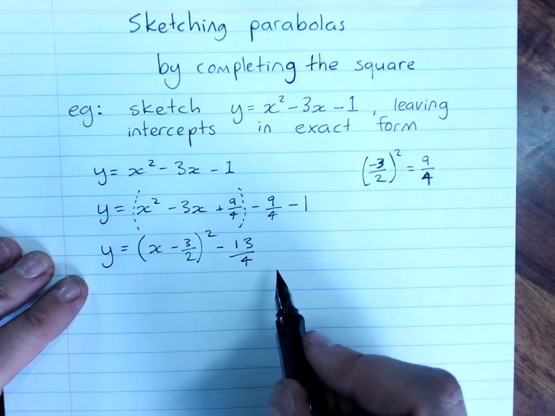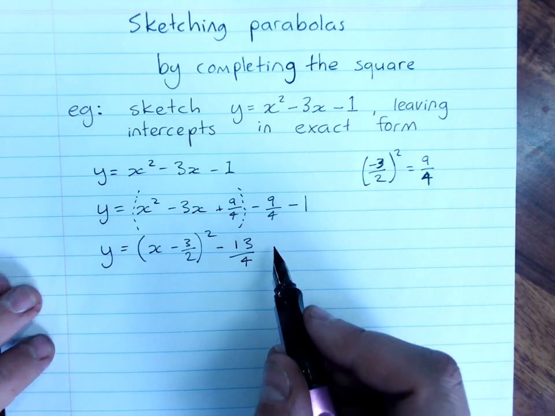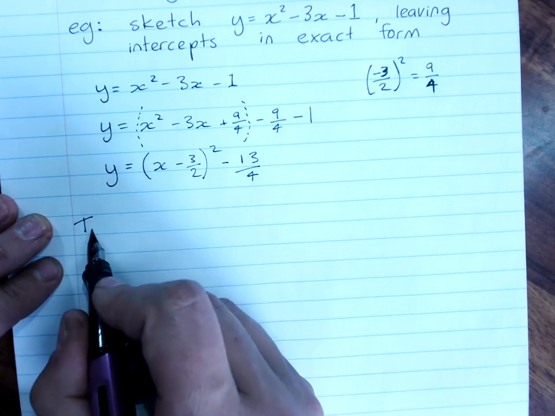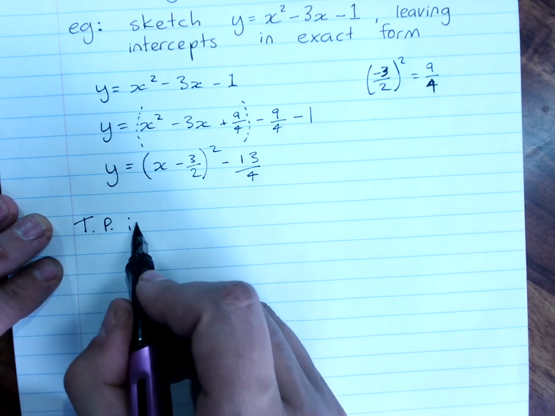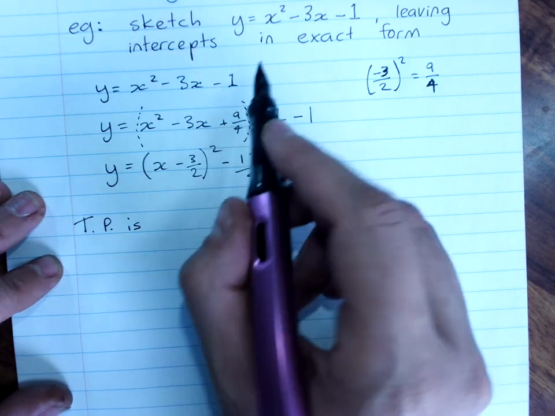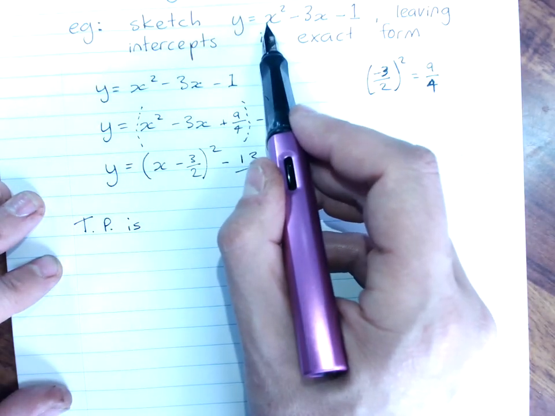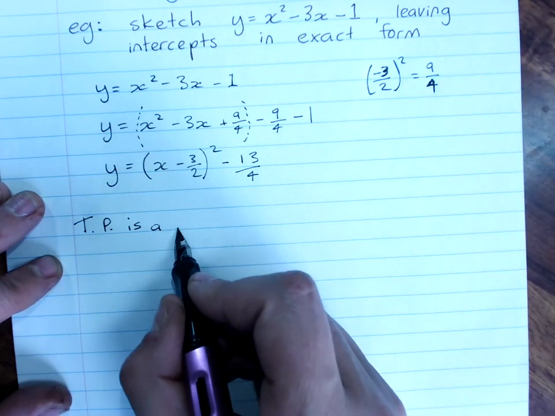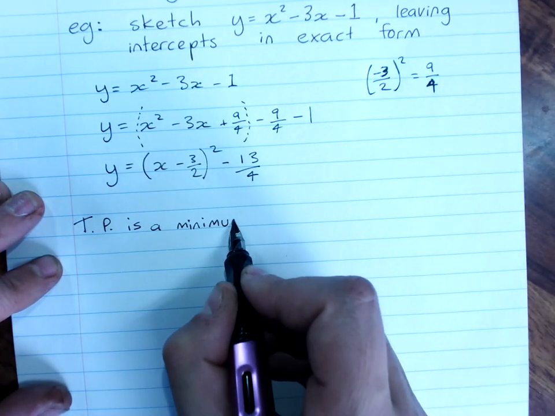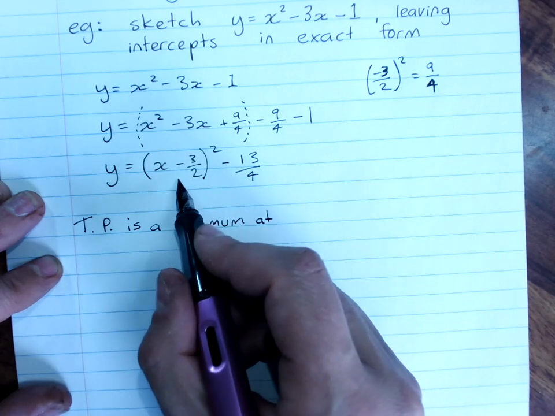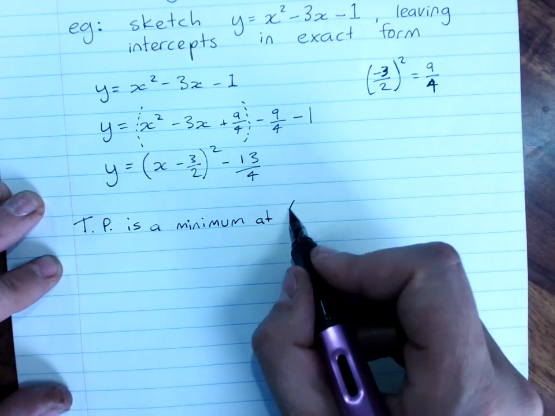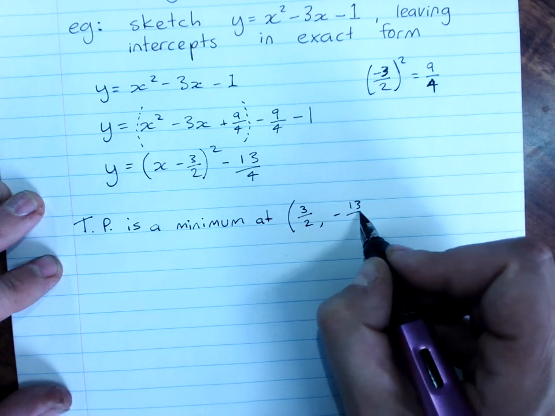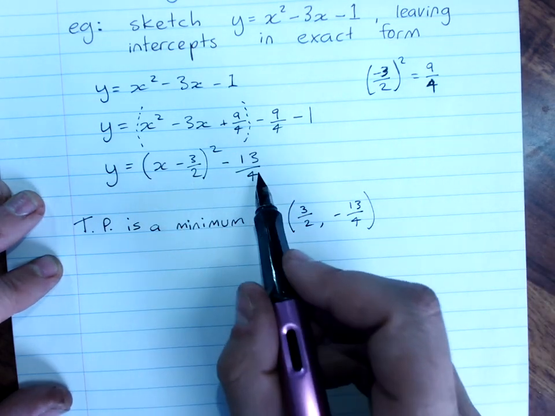Now we're in turning point form. So we can state our turning point, which is the first thing we need to be sketching. Say whether it's a maximum or a minimum. Because our A is positive, our parabola will be concave up, so it has a minimum. Negative h, remember? So this is at positive 3 over 2, negative 13 on 4, h, k.